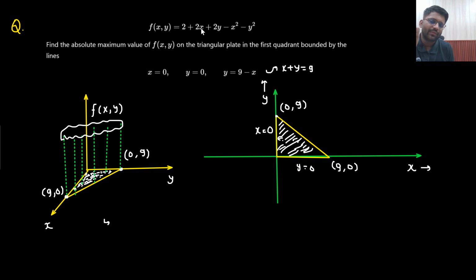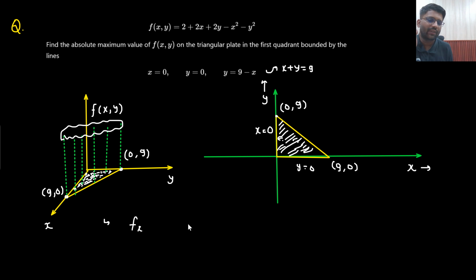What we will do? Differentiate, put fx equals to 0 and fy equals to 0, I will get a point, and I will assume that that will be the point of maxima only. I will not check. I will simply assume that it will be the point of maxima, put the value and get the answer. Or I can check as well.